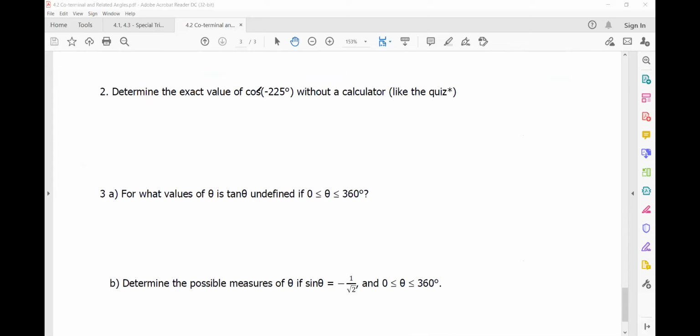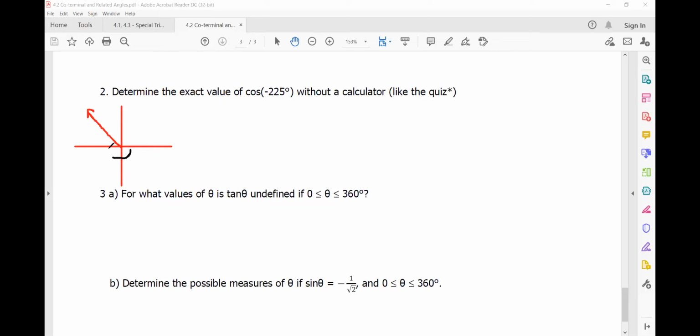Determine the exact value of cosine negative 225 without a calculator, like it was a quiz. All right, ready? 90, 180, an extra 45 degrees. We're dealing with that right there. So in other words, cosine of negative 225 is that line. What's the answer? They don't give you anything. They just say, what's the answer of that? Well, take a look.